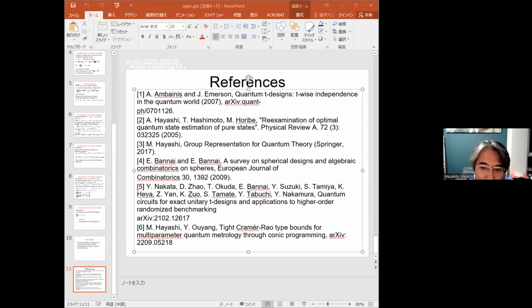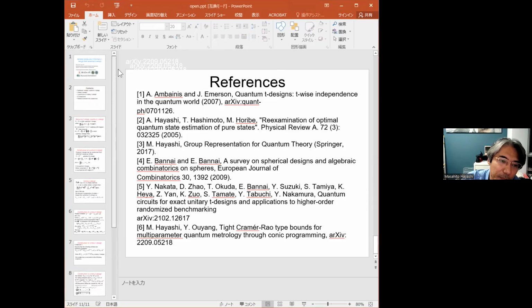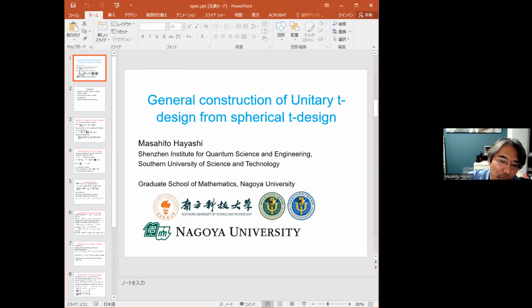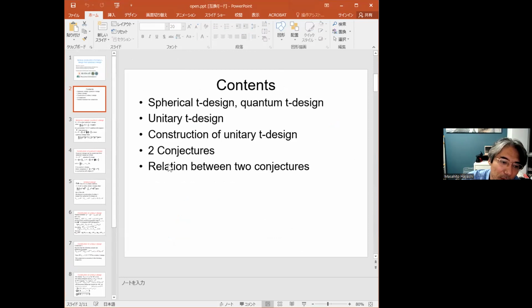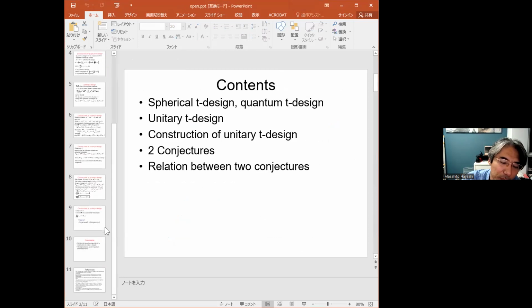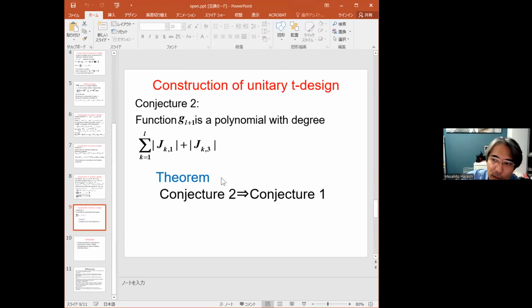If you are interested in this conjecture, I can send a draft, the PDF version. I did not explain the proof in the talk, but I also wrote down the proof for this theorem.